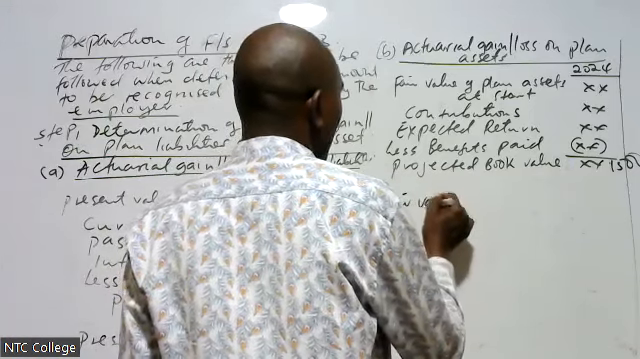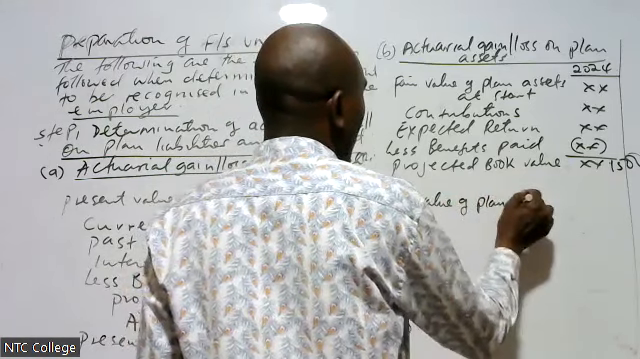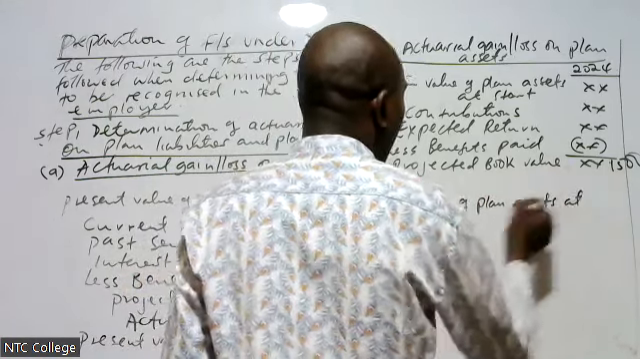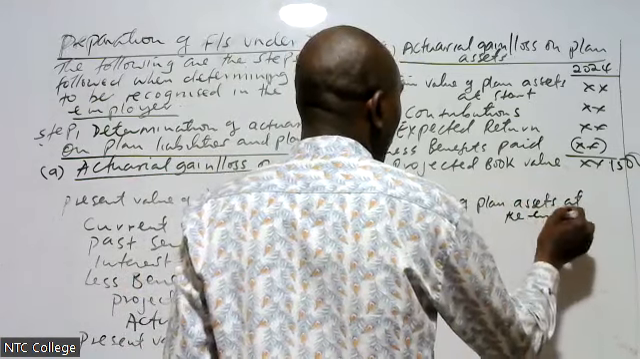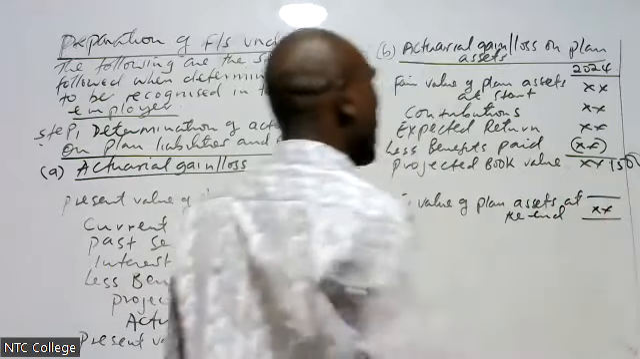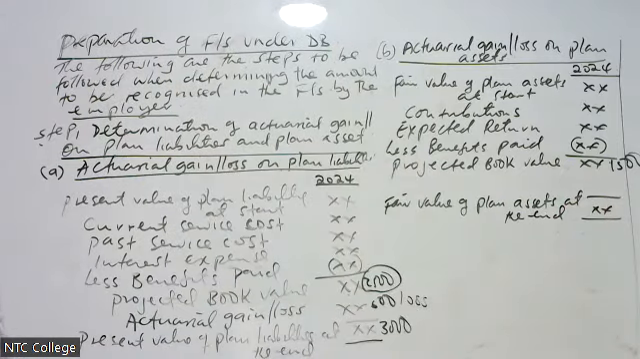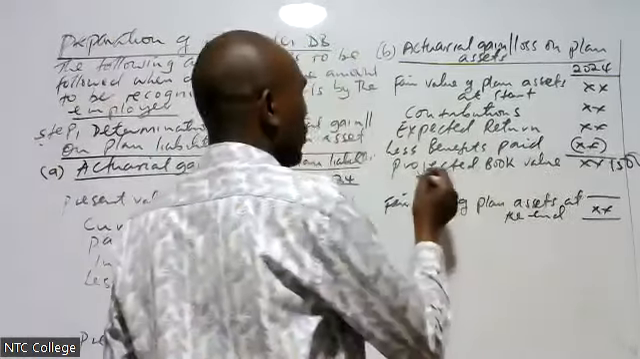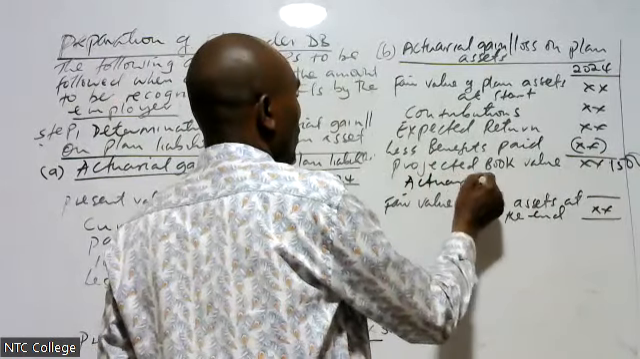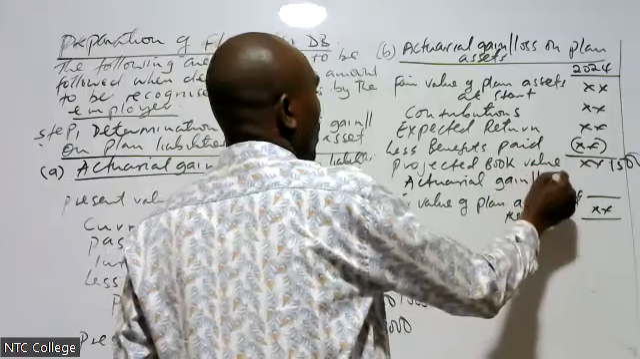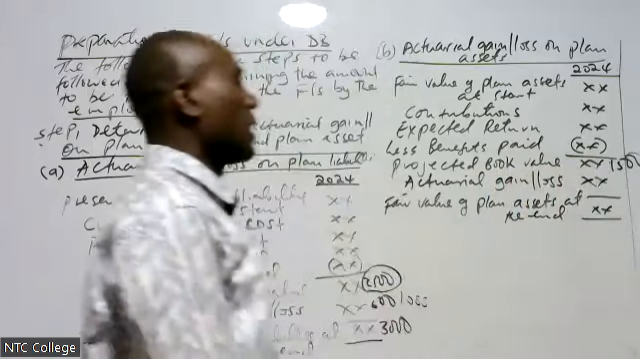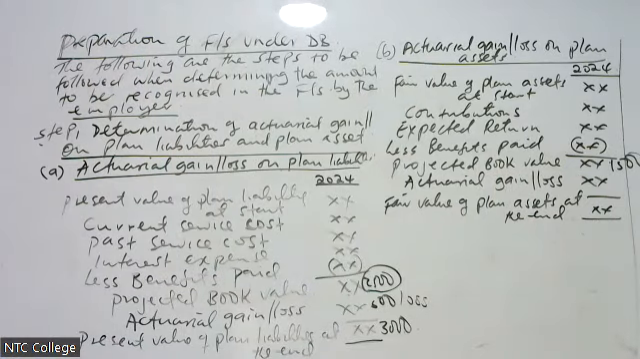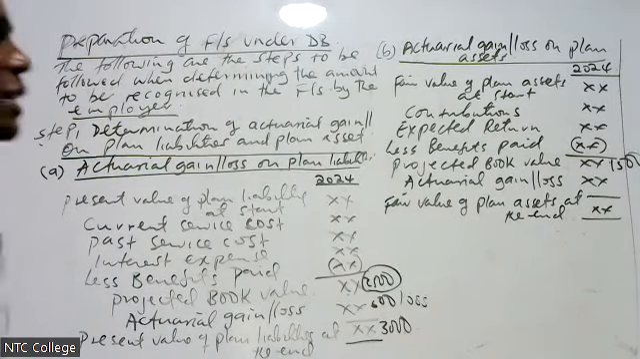You skip one line and say fair value of plan assets at the end of the year. Now this is the exact amount we have, given all the variables that we put in. The difference between what we projected and the actual is called the actuarial gain or loss.